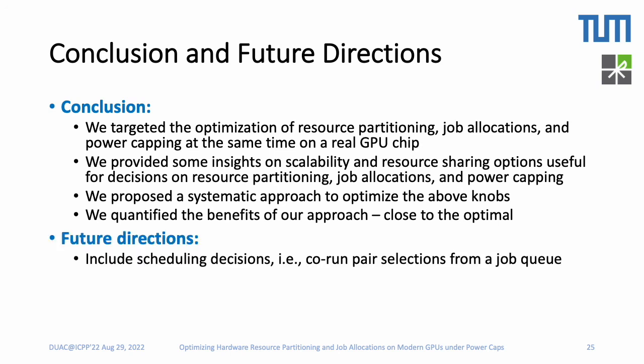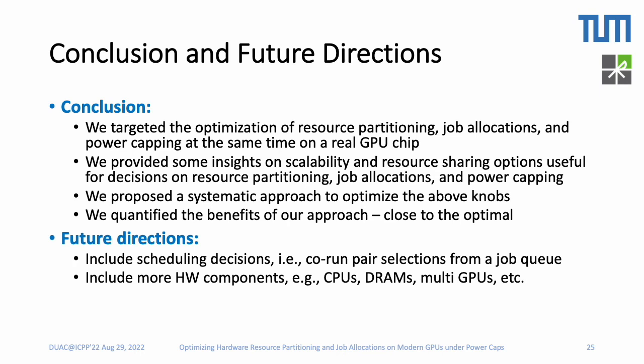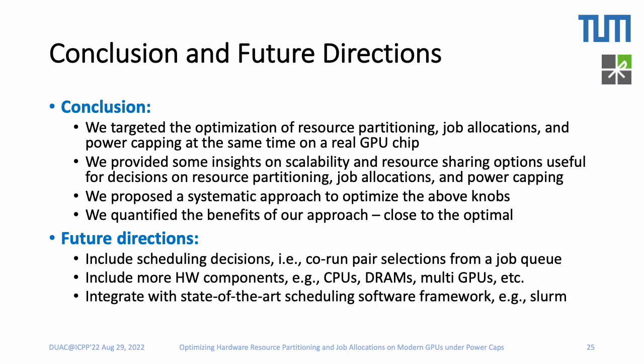And future directions: one is including scheduling decisions. That means co-run pair selection from the job queue. Another is to include more hardware components such as CPUs, DRAMs, and multi-GPUs, etc. And also to integrate with state-of-the-art scheduling software frameworks, such as Slurm, which I think is a great option.